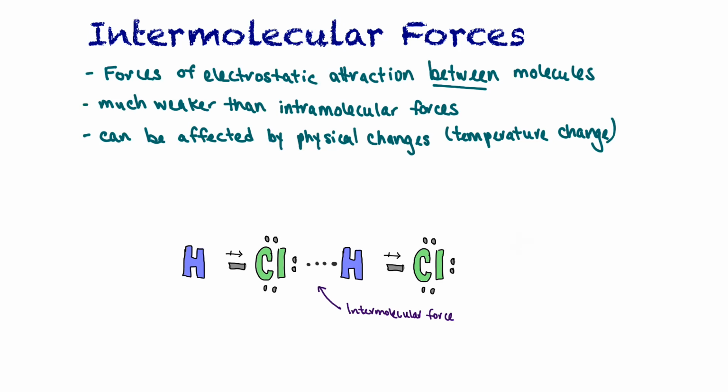In this example, again, I'm using hydrogen chloride. If we had two of those molecules hanging out together, the positive dipole of hydrogen would become slightly attracted to the negative dipole of an adjacent chlorine atom, and what we end up with is a force of attraction called the intermolecular force. We're going to learn about the different types of intermolecular forces in the next few minutes, and we will start with the weakest one.